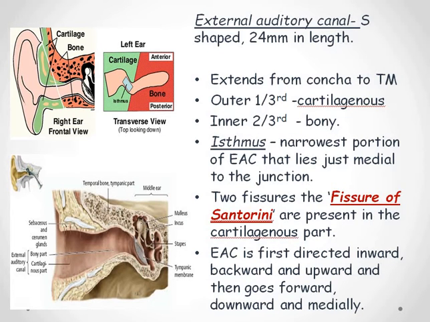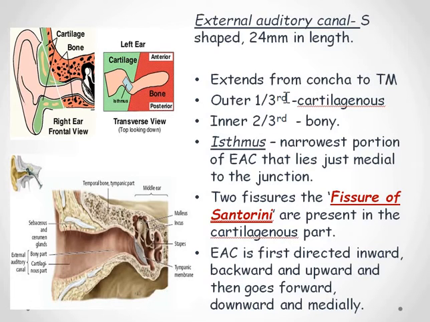Now comes the external auditory canal. One needs to understand that the external auditory canal is not straight. It is S-shaped and 24 mm in length. You can see here, this is the cartilaginous portion, this is the bony portion. The cartilaginous portion is 1/3, whereas the bony portion is 2/3. In the cartilaginous portion you will find the hairs and the glands, whereas in the bony portion there is an absence of hairs and glands.